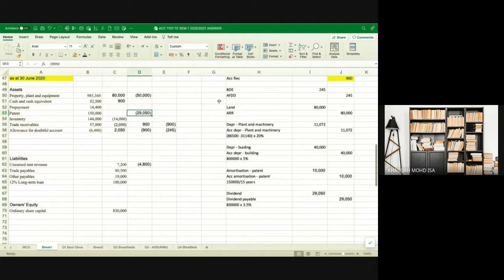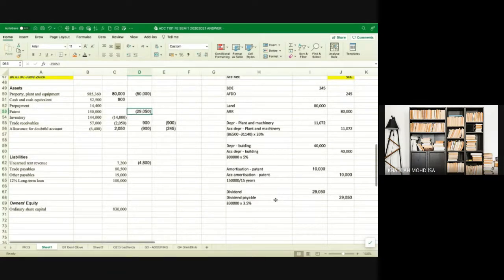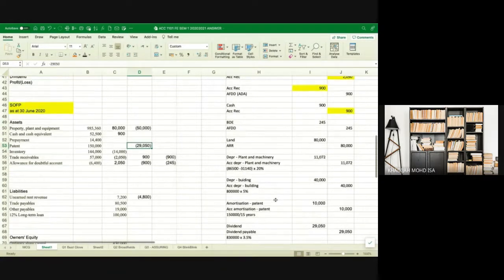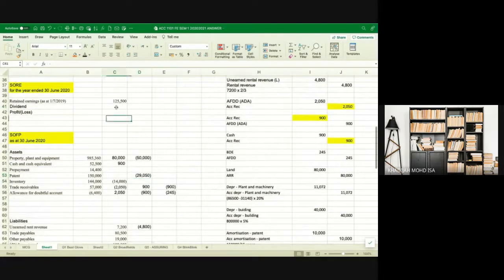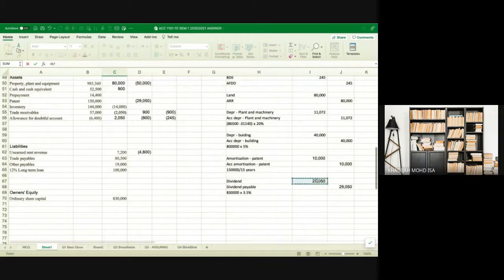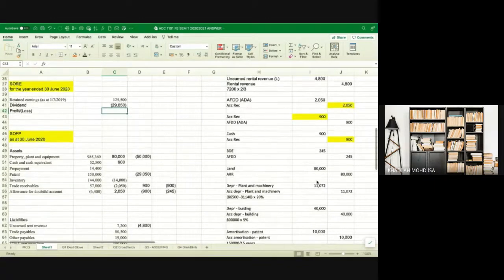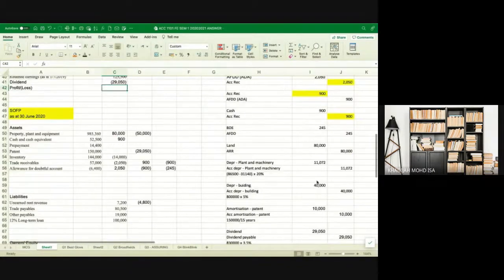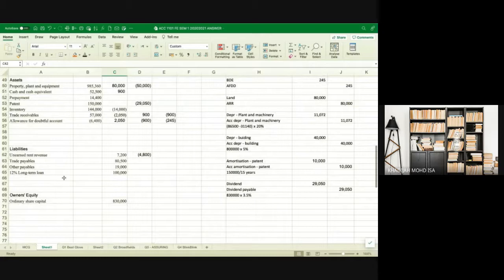And dividend, where would dividend be? Dividend would be here. How much is the dividend? You have dividend of 29,050. And then you also have your dividend payable, and on to your liabilities, you have dividend payable. Right? How much is the dividend payable? It is 29,050. Okay? So now you have that.